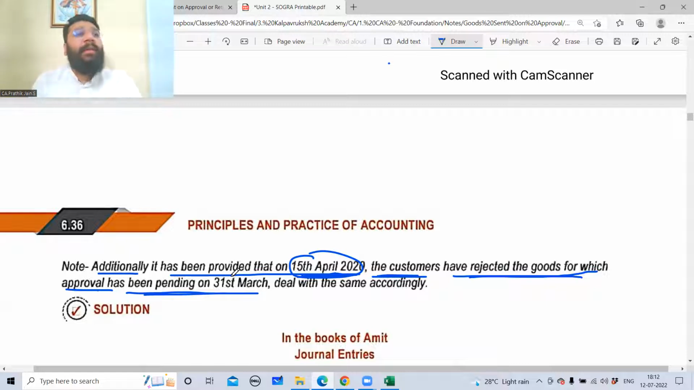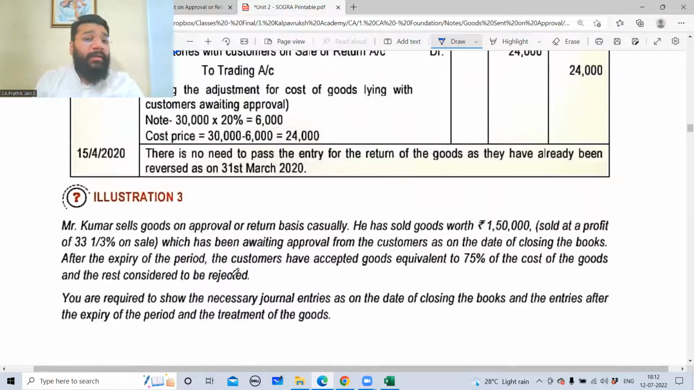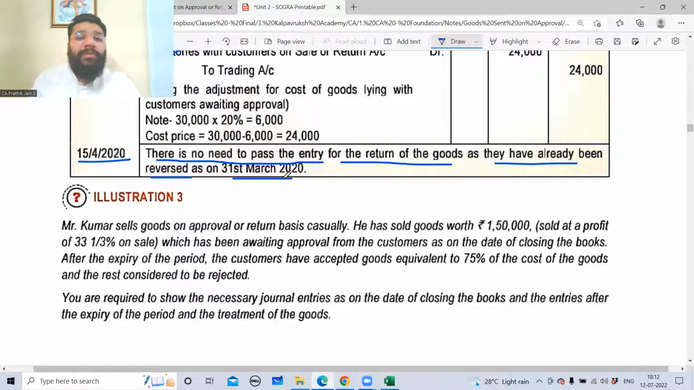So on 15th April, next financial year, goods are rejected. What will you do? Will you pass any entry for that, or will you not pass any entry? Here they're telling that on 15th April 2020, there is no need to pass the entry for the return of goods as they have already been reversed on 31st of March. On 15th April, if you don't write any entry, I'm okay with it. But 31st of March 2021, boss, you need to pass one entry. Rather, I would say you have to pass an entry before that also.